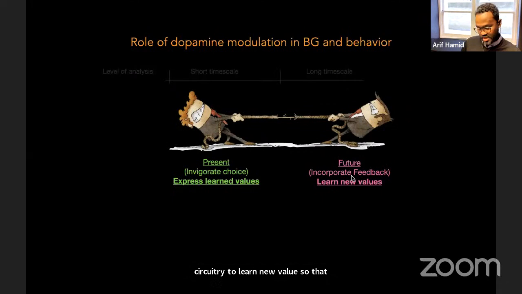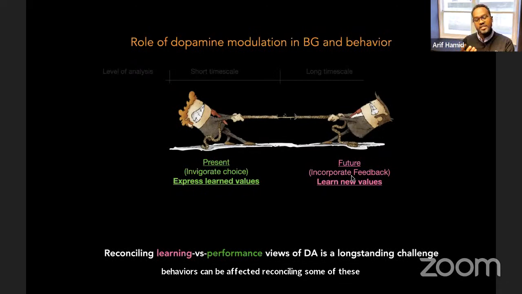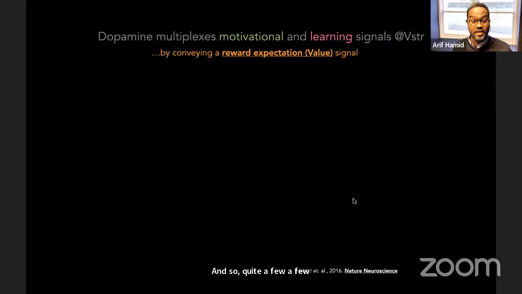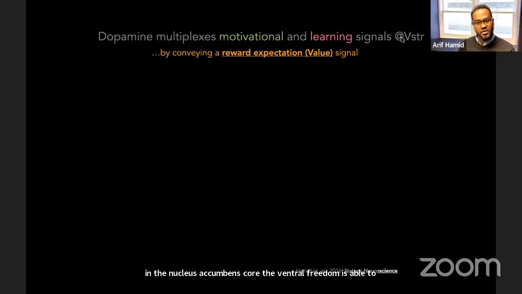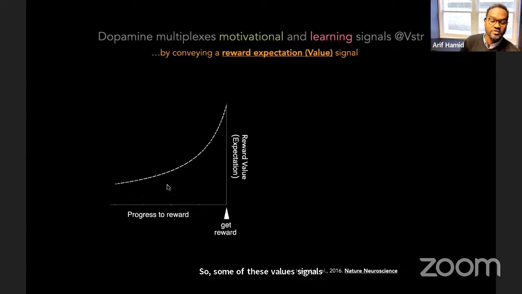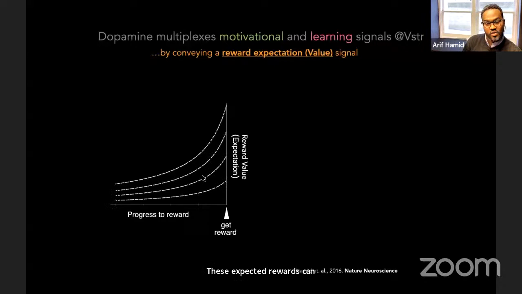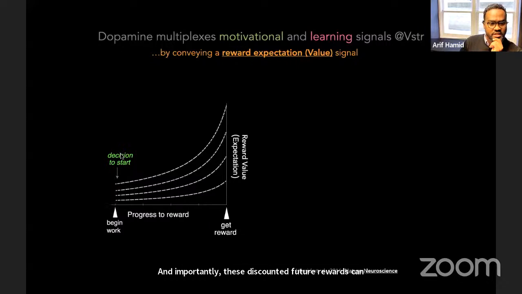Reconciling these simultaneous learning versus performance aspects of dopamine has been a really long-standing challenge and continues to be so. And so quite a few years ago, during my graduate studies, we took a crack at helping to resolve this theoretical rift by suggesting that dopamine, at least in the nucleus accumbens core, the ventral striatum, is able to multiplex both motivational and learning signals. And we suggested that you could accomplish this by relaying a reward expectation or value signal. Some of these value signals can be thought of as temporal discounts of future anticipated rewards. These expected rewards can scale accordingly if rewards are less probable or delayed in time and so forth. And importantly, these discounted future rewards can be very useful motivational decision signals if you have to work to pursue these distant rewards.